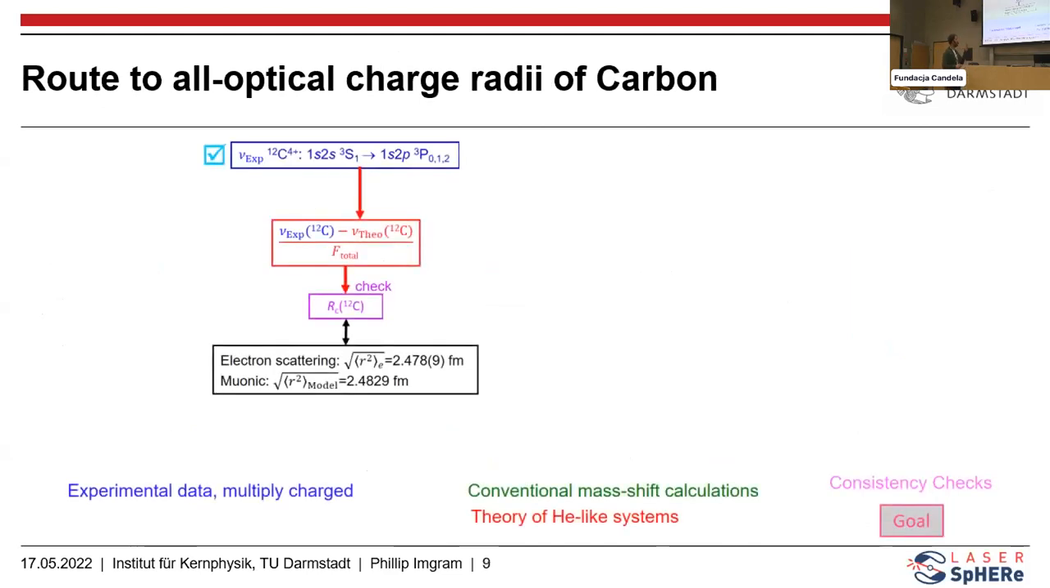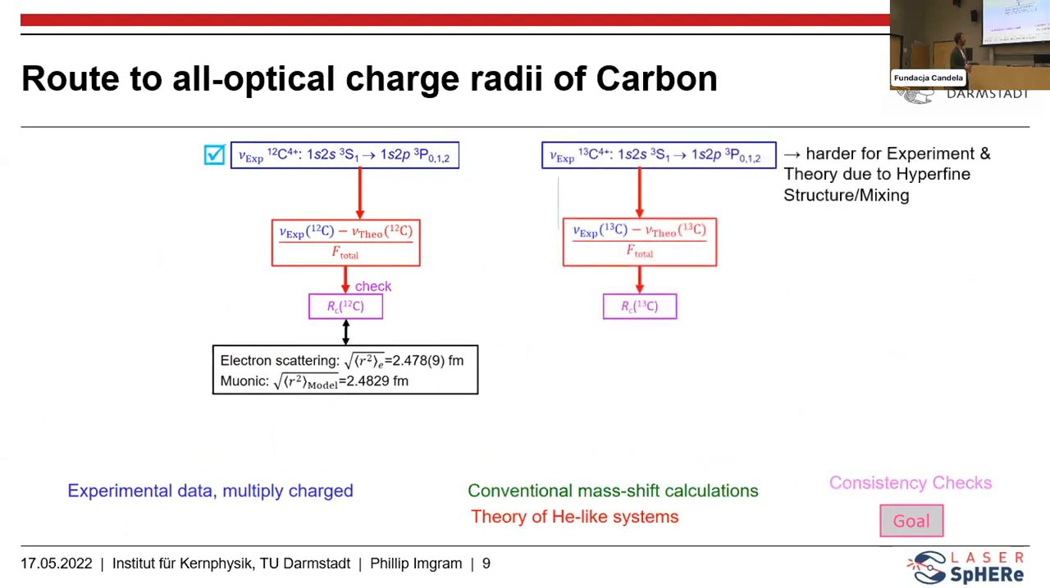First of all, our next steps in carbon: we measured the triplet states here in the helium-like system, and together with theory we hopefully get out a nice nuclear charge radius, which we can then compare to already established measurements, like from the muonic measurements or electron scattering.